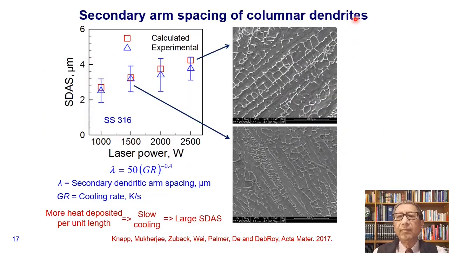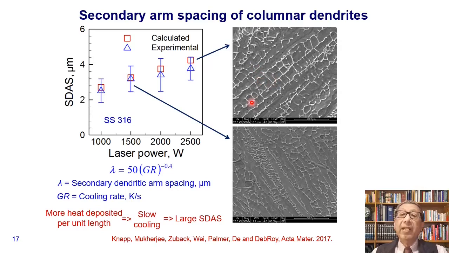Also, the mechanistic models compute cooling rates, and using those cooling rates and empirical relations available in the literature, we can predict simple features of microstructure. Like here, we are looking at the correlation between secondary dendrite arm spacing and the cooling rate. And if we compute the secondary dendrite arm spacing for various laser powers, they seem to agree well with the experimentally determined secondary dendrite arm spacing.